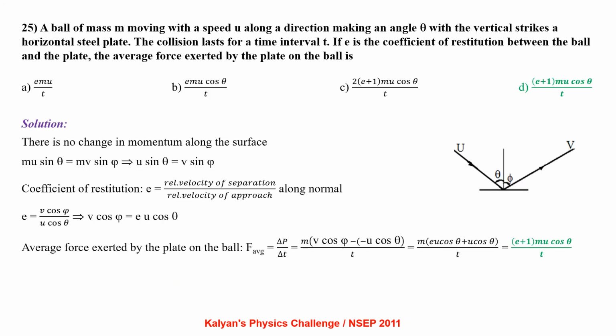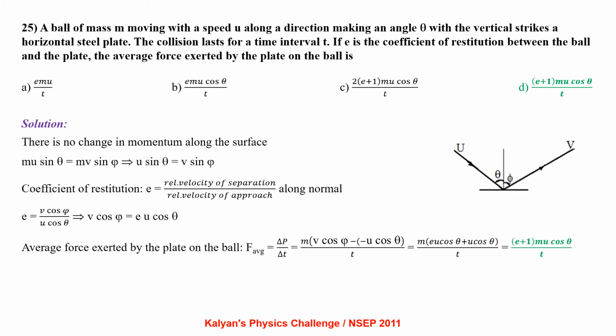A ball of mass m moving with speed u along a direction making an angle theta with the vertical strikes a horizontal steel plate. The collision lasts for a time interval t. If e is the coefficient of restitution between the ball and the plate, the average force exerted by the plate on the ball is? There is no change in momentum along the surface.